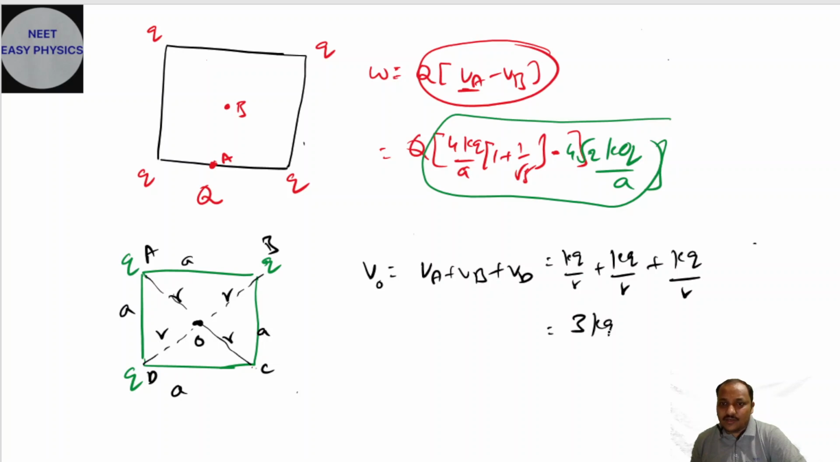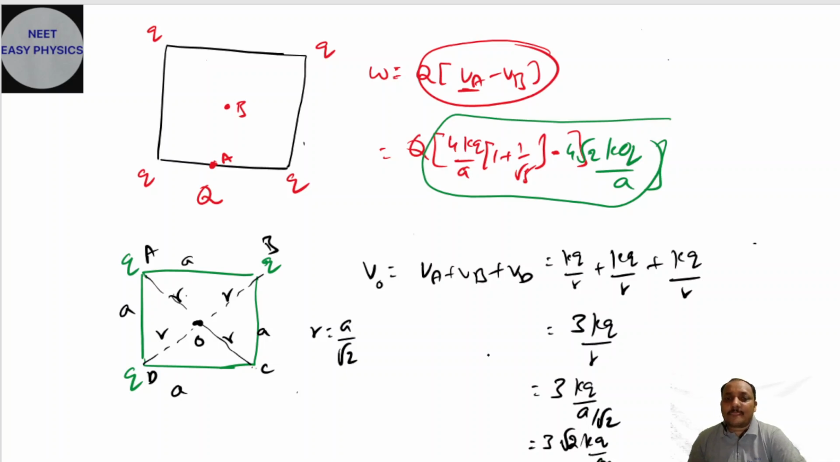How much will you get? 3kQ by R. Now what is small r? Small r is a by root 2. So 3kQ by a by root 2. So the final answer is 3 root 2 kQ by a. Correct?